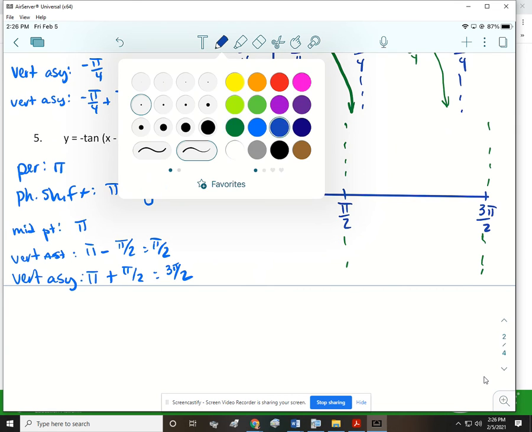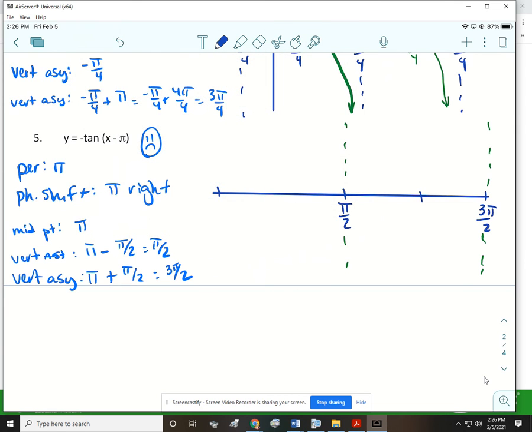And then I would want halfway between those, which we already know is pi. Pi is where the midpoint is going to be. And then I'm going to draw a graph going down. Sorry, that's super wobbly.